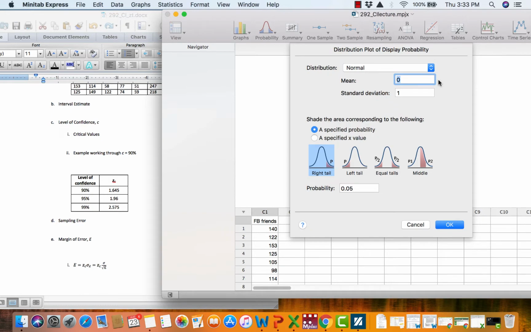We are dealing with z-scores, so our mean and standard deviation are 0, 1. And we have here 90%. 90% is the area between two symmetric z's. Again, it's the area shaded in the middle between a positive and negative z-score. In terms of what we're going to choose here, we're going to choose equal tails. And the probability is going to be 1 minus the confidence. So 1 minus the confidence here would be 0.10, and we say okay.